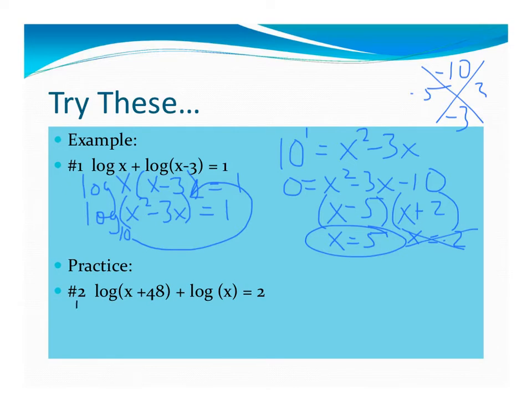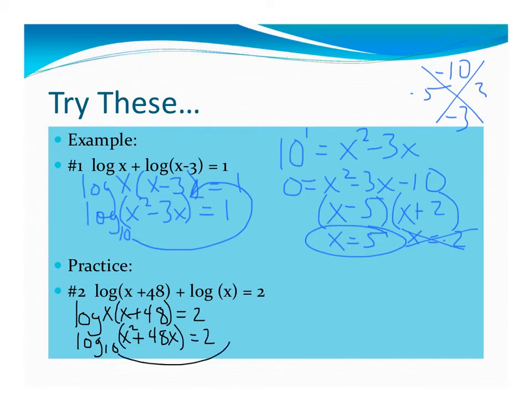Alright, for this one I'm going to go ahead and condense once again. So log of x times x plus 48 equals 2. So I'm going to have log, remember it's log base 10, of x squared plus 48x equals 2. And I'm going to put that in exponential form. So I'm going to have 10 squared equals x squared plus 48x.